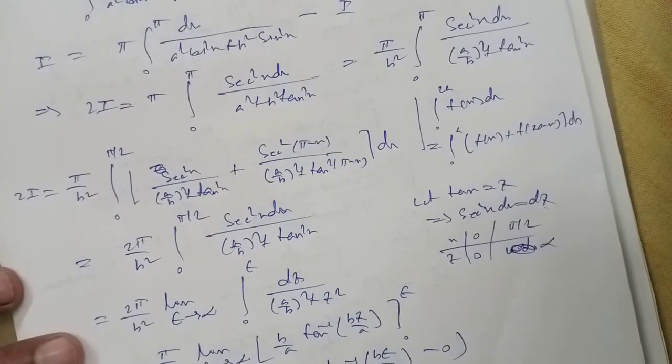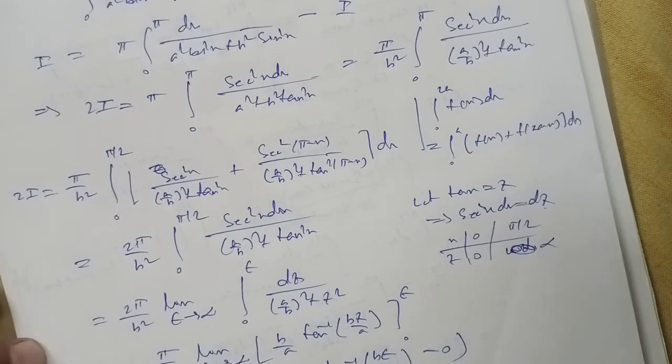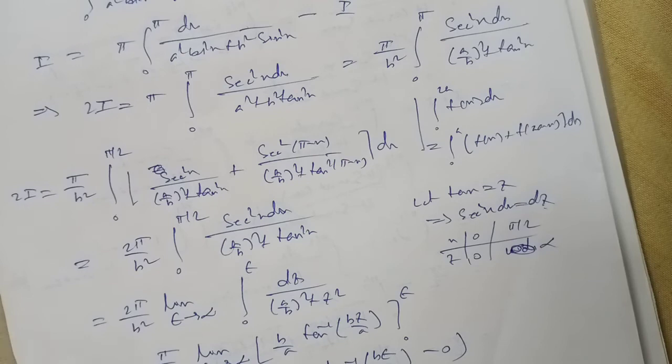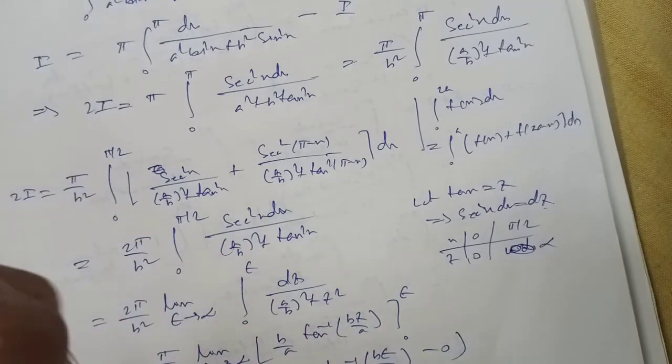Look, if epsilon tends to infinity, then b epsilon by a tends to infinity, so this becomes pi by 2. So you get pi by ab into pi by 2. So you get pi square by 2ab. This is your answer. I is pi square by 2ab. Okay. It was a good problem.